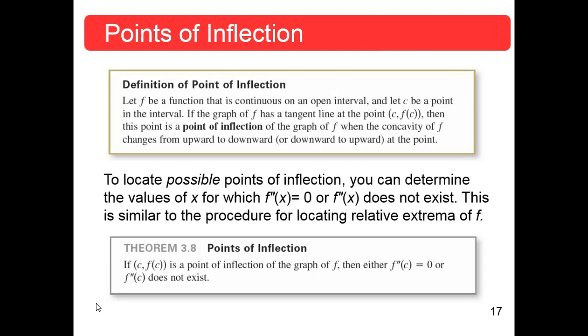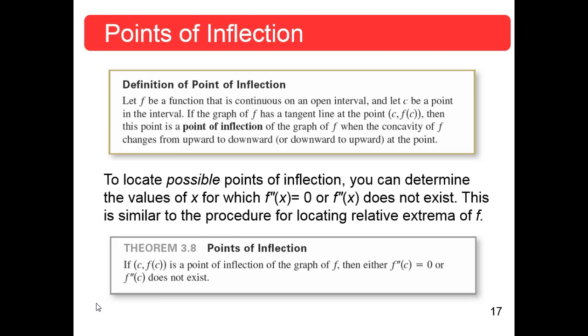So here's your definition for a point of inflection. Let f be a function that is continuous on some open interval, and let c be a point in the interval. If the graph of f has a tangent line at the point (c, f(c)), then this point is a point of inflection of the graph of f when the concavity of f changes from upward to downward or downward to upward, okay, at that point. To locate the possible points of inflection, you can determine the values of x for which the second derivative is equal to 0 or the second derivative does not exist. Just like we did for first derivatives on your extreme values, you do the same thing here, critical values. This is similar to the procedure for locating relative extrema.